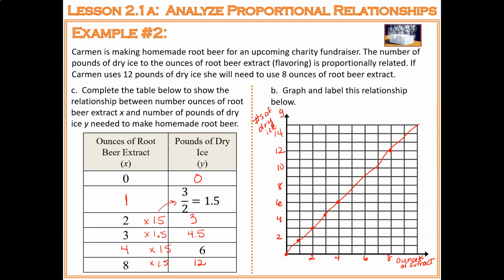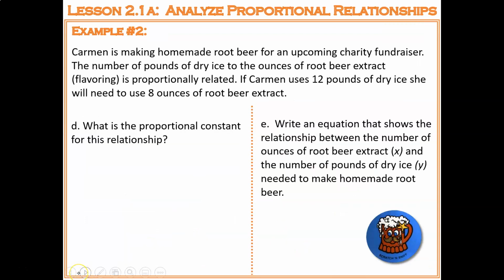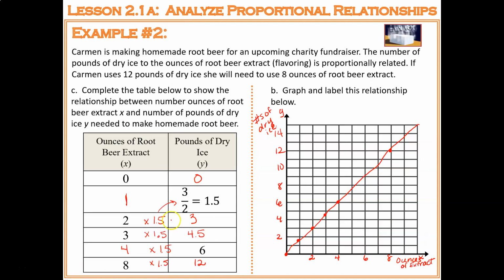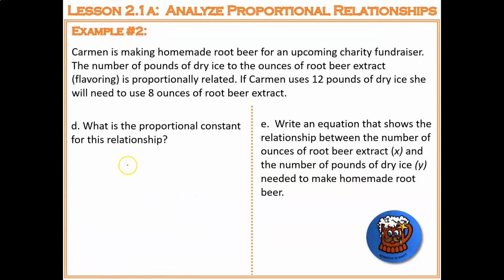All right, so we have a couple other questions here. What is the proportional constant for this relationship? If we go back, our proportional constant is what you're multiplying by every single time. So in this case, it is 3/2. That's your proportional constant. E says, write an equation that shows the relationship between the number of ounces of root beer extract, which is X, and the number of pounds of dry ice, Y, needed to make homemade root beer. So we have the amount of dry ice equals 3/2 X. That's our equation.